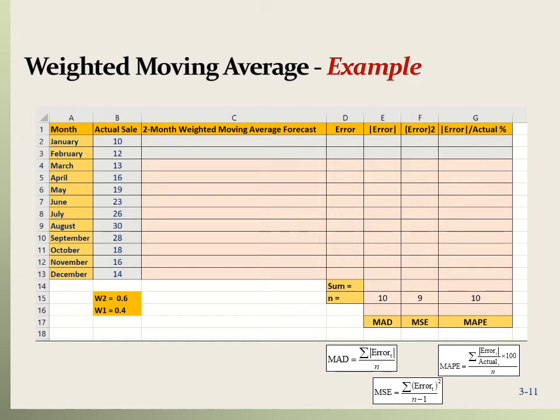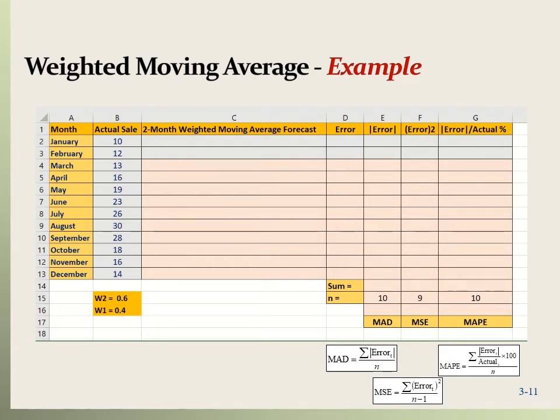So we have the same table and the same data here. We have the monthly sales from January to December, and we want to use a 2-month weighted moving average to make a forecast for March to December. Because it's a 2-month period, the earliest month that we can start is March, because we need the previous 2 months, January and February.